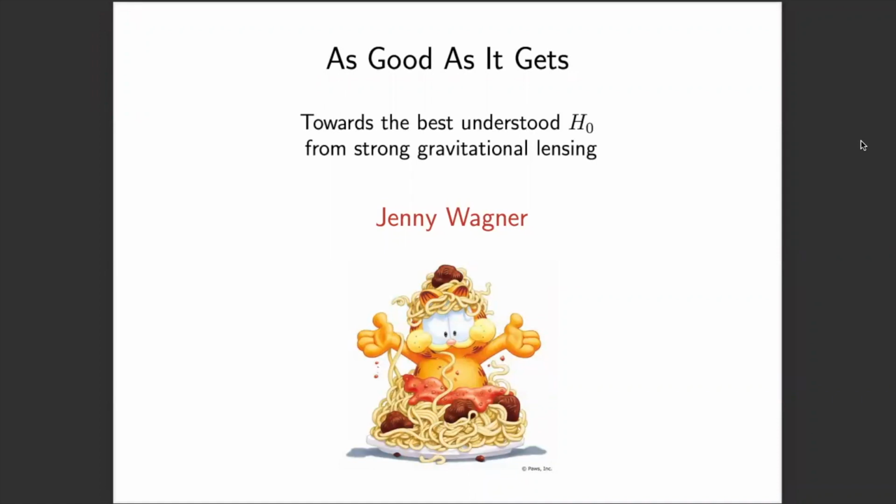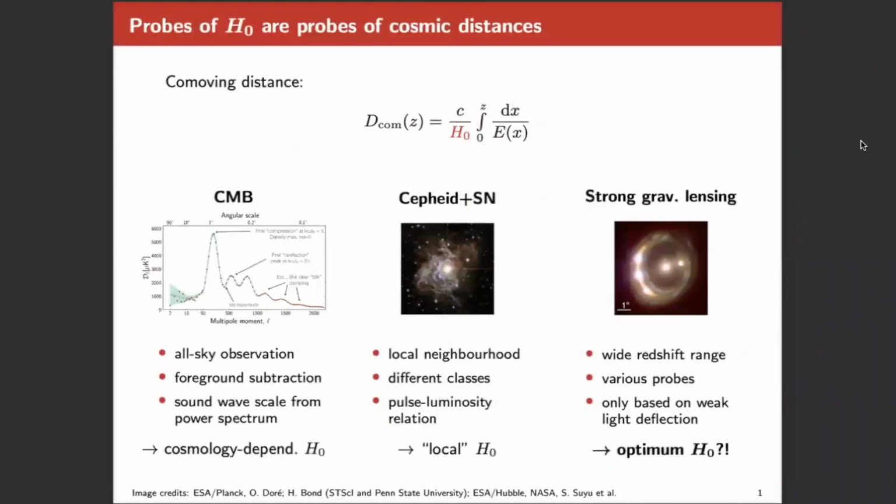In the next 15 minutes, I would like to talk about the limitations and the possible ways of improvements when constraining the Hubble constant from strong gravitational lensing. Since home is where the standard cosmology is, I would like to assume a lambda cold dark matter model for the remainder of the talk.